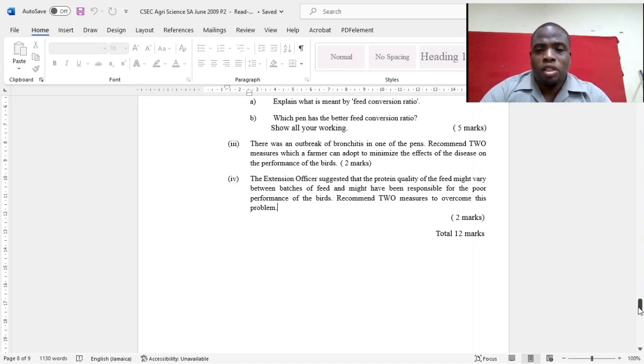The extension officer suggested that the protein quality of the feed might vary between batches of feed and might have been responsible for the poor performance of the birds. Recommend two measures to overcome this problem. Now, one of the measures that we want to take to overcome this problem is to provide an alternative source of protein to the chickens. So you can give them supplements that will basically provide them with additional nutrients that they would have lacked in the feed that they would have been given. Again, we want to speak to the supplements.